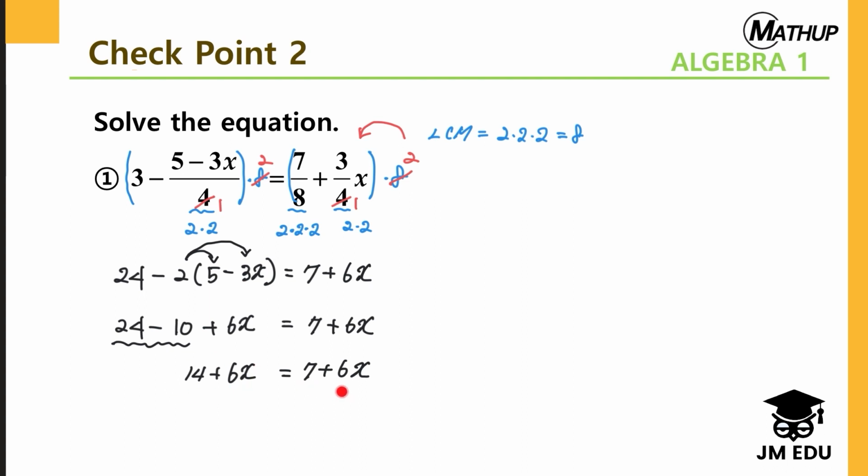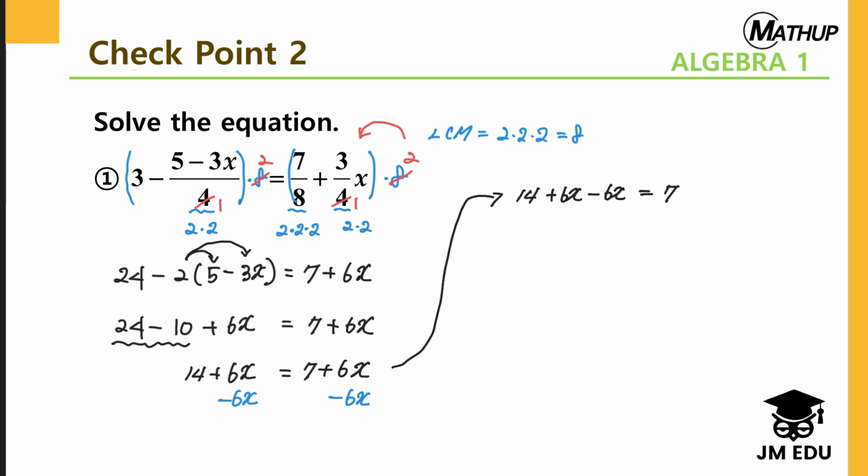This is not going to be equal to this, right? So no solution for this equation. But if you keep solving this equation right here, we're going to subtract 6x here, subtract 6x here. So that's going to be 14. Let me write right here. 14 plus 6x minus 6x is equal to 7. Well, on the right hand side, I'm just going to write 7. 6x minus 6x is equal to 0, right?